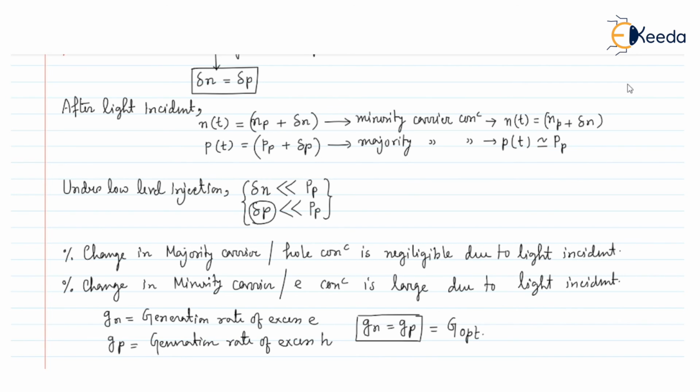In this way, we can describe what will happen to the carrier concentration inside a P-type semiconductor after the light incidence. So this is all about the light incidence phenomenon taking place on a P-type semiconductor.